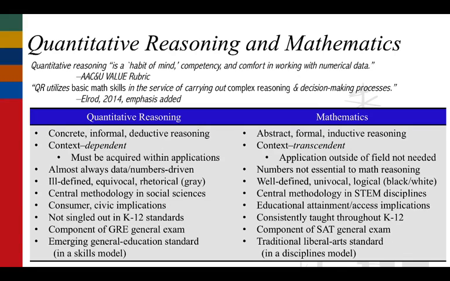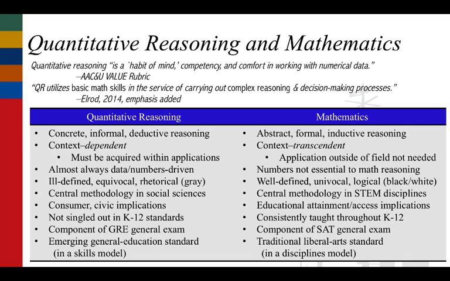But in quantitative reasoning, context is essential. It depends upon the context. So we can't learn QR, quantitative reasoning, without using it in a wide variety of different applications. QR, by virtue of its name, is almost always driven by data and numbers. These take the center stage. But mathematical reasoning doesn't have to be numerical in nature. There's a lot of math that is not numbers.